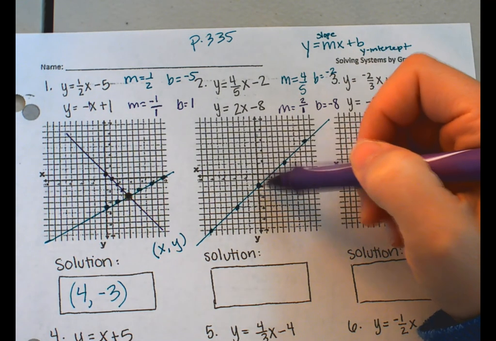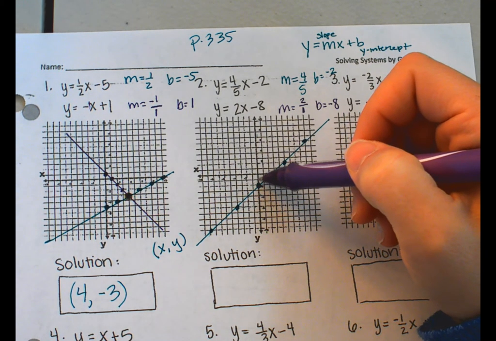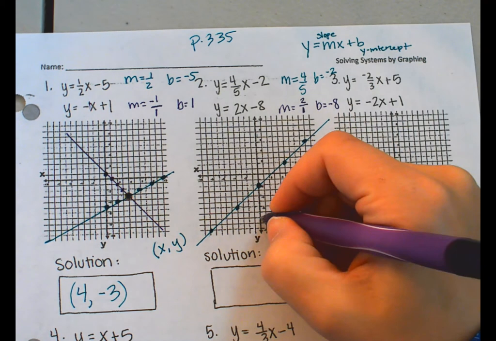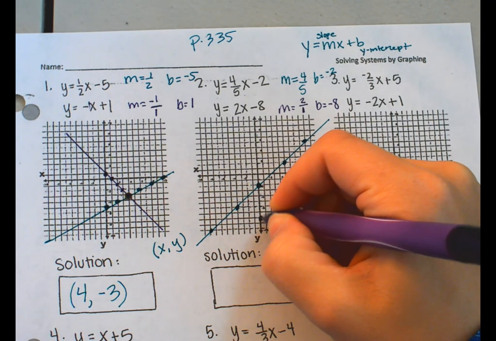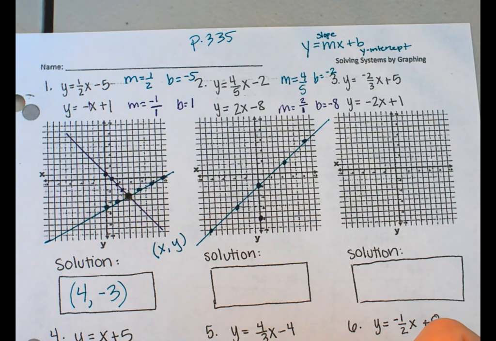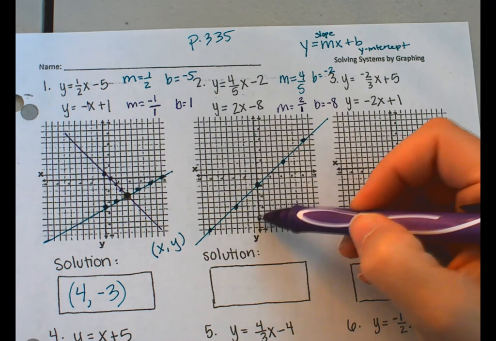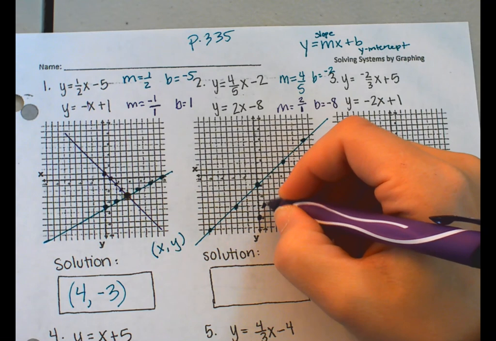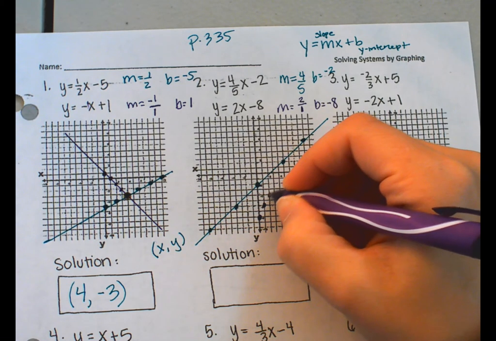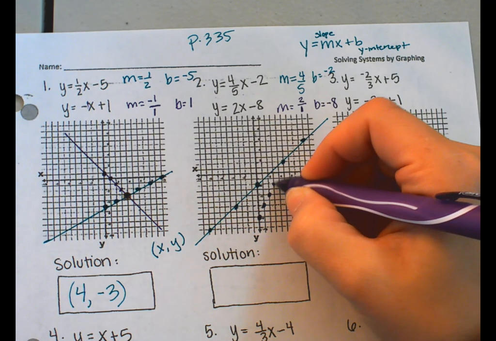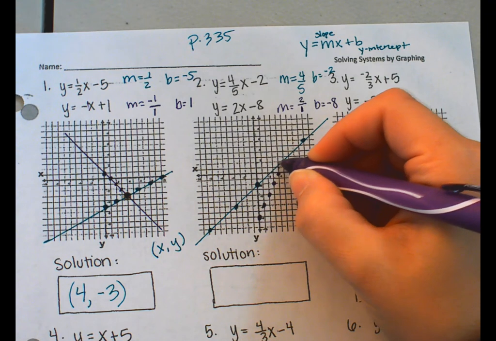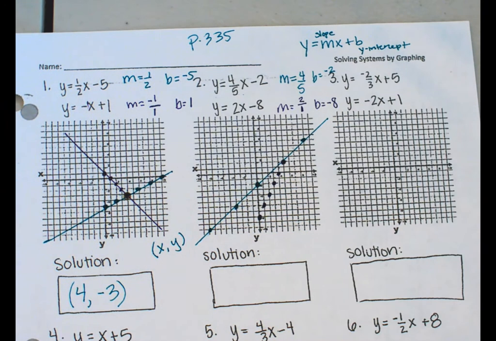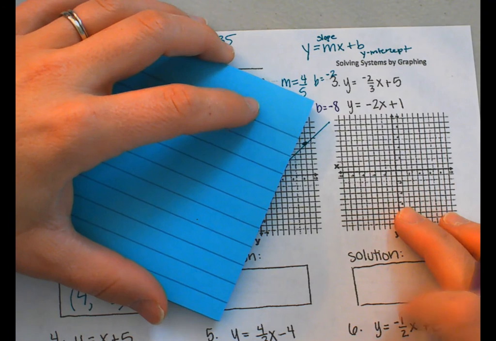So that means I'm going to go down 1, 2, 3, 4, 5, 6, 7, 8. And then my slope is positive 2 over 1. So that means I'm going to go up 2 over 1, up 2 over 1, up 2 over 1, up 2 over 1, up 2 over 1. And we can tell I just drew over that other line. That is where those two are going to meet.